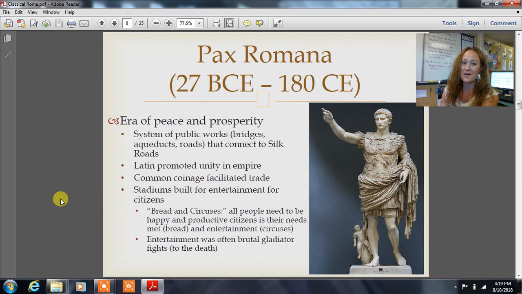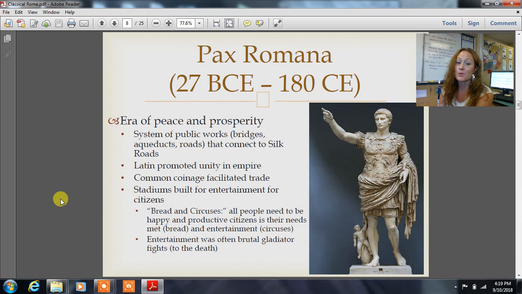Stadiums are going to be built for entertainment for citizens, and this is where the famous phrase "bread and circuses" comes from. All people need to be happy and productive citizens if their needs are met, so bread, they're fed, and they're entertained. And it's just slightly insulting. It's kind of implying that if people are happy and fed, they're easily led and manipulated, or it's easy to keep them quiet and tame and controlled. So people are kind of sheepish.